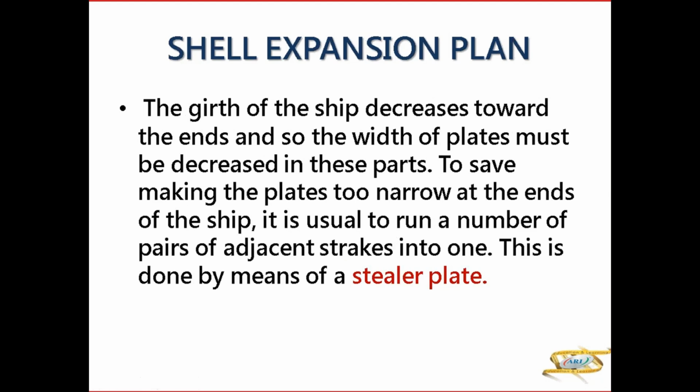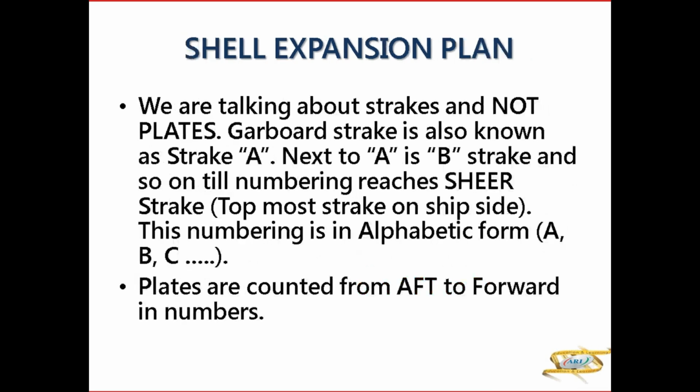So the girth of the ship decreases towards the ends, and so the width of the plate must be decreased in these parts. To save the making of the plates too narrow at the ends, it is usually a number of runs of pairs of adjacent strakes into one. Here you have the stellar plate. So we're talking about strakes, not plates.